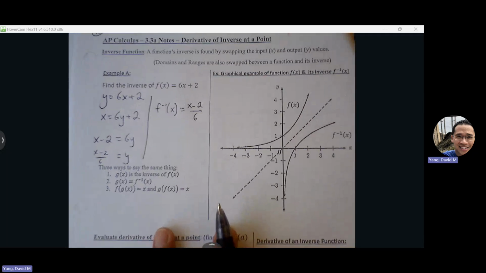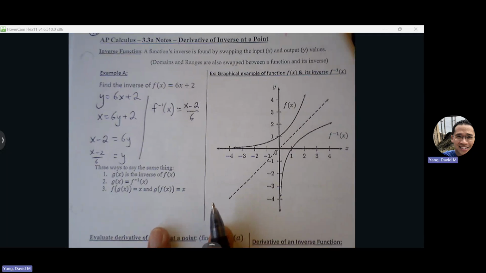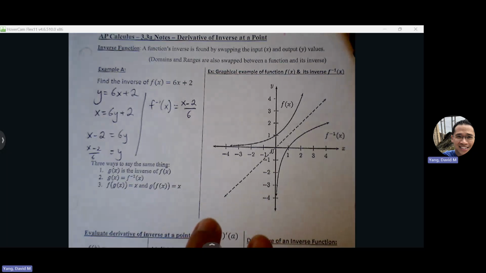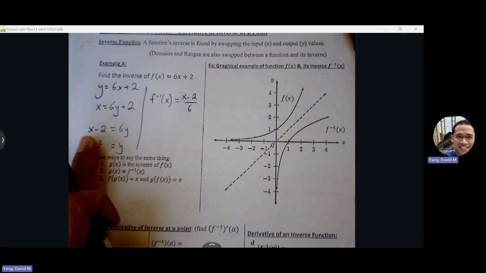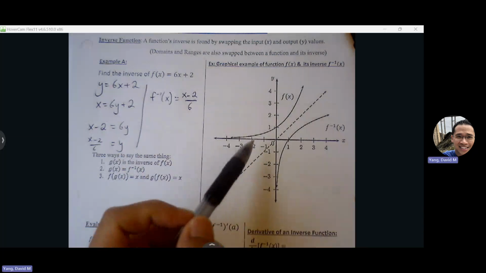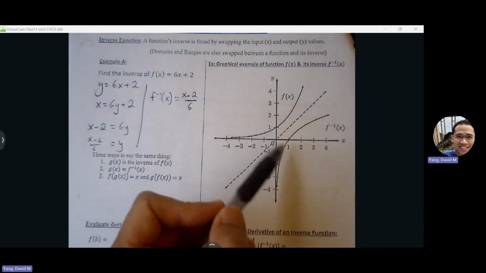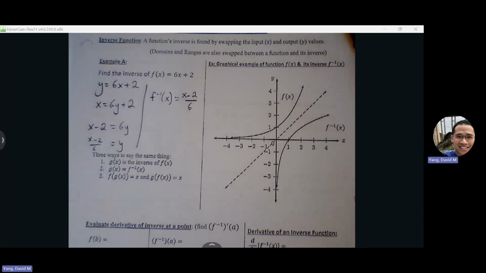But for us, the most common inverse relationship that we're going to see is between e to the x and natural log of x. But for now, let's just talk a little bit more about a function and its inverse.